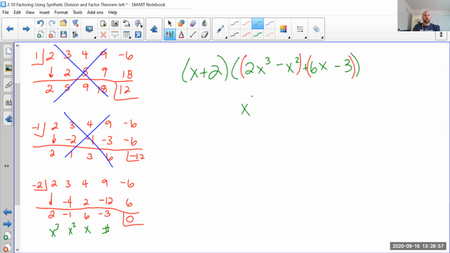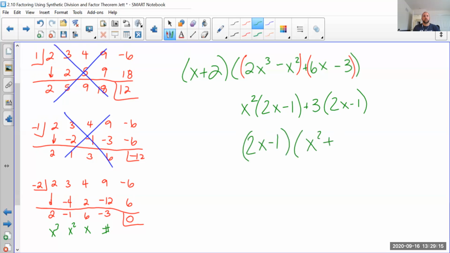So here I'm going to pull out an x squared. Leaves me with 2x minus 1. Here I'm going to pull out a 3. Leaves me 2x minus 1. So they're the same, so that means I can do grouping. That leaves me with 2x minus 1 times x squared plus 3. And I'm going to bring down my x plus 2 at the beginning.